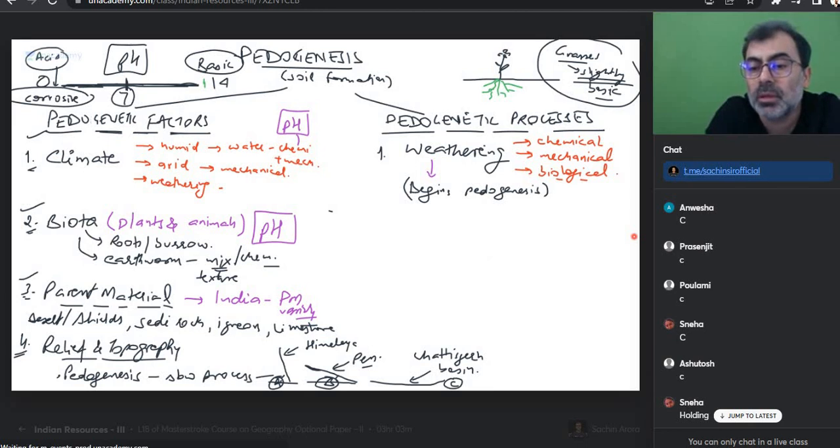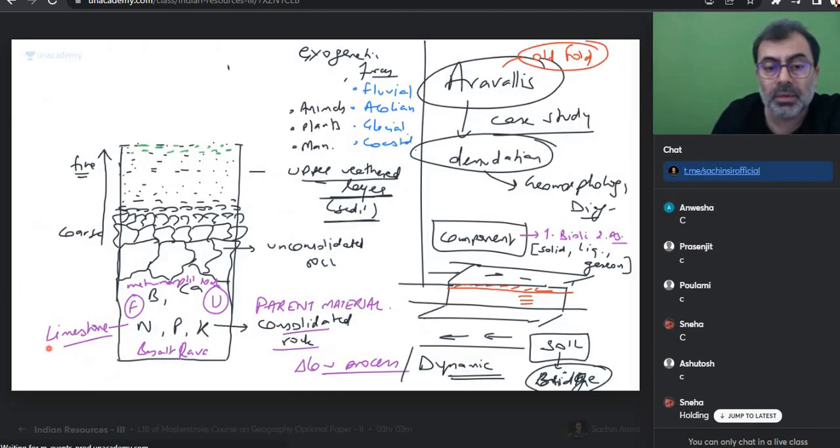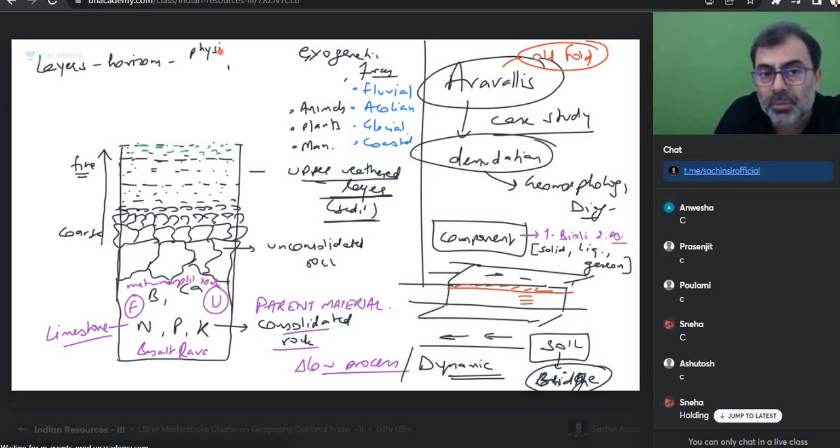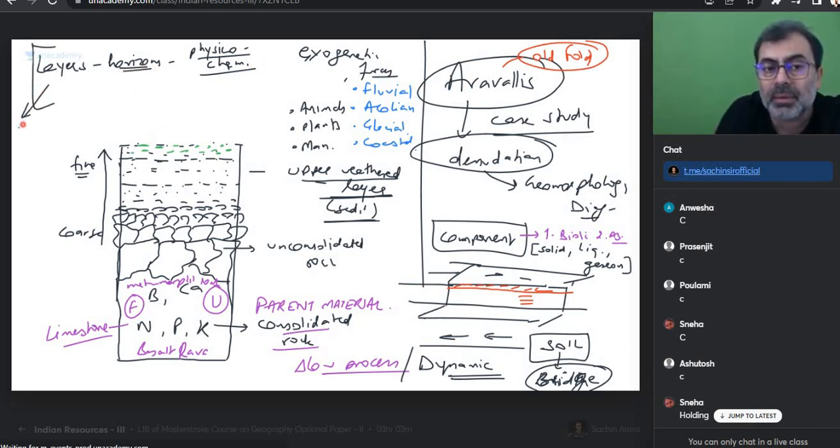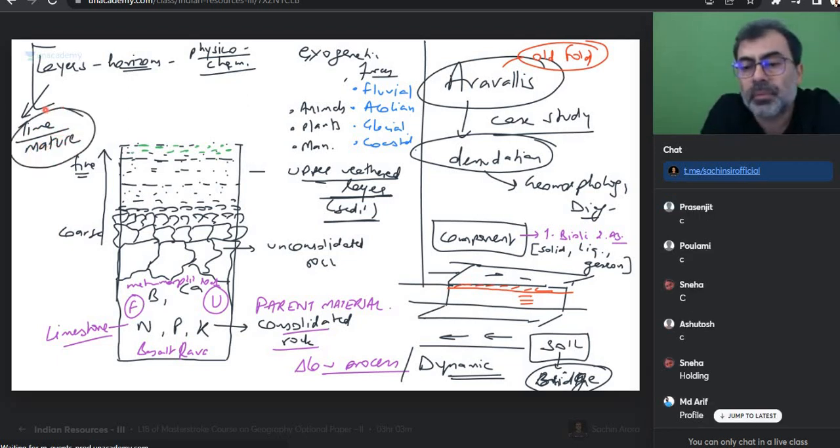Is everyone with me on this? What do I mean by immature soil? When a soil develops such layers, these layers are called horizons of different physico-chemical properties. Can you see physically they are different? Coarse, fine, green thing is biotic. That horizon formation, when it happens, it takes time. It takes time, and the soil is said to be mature.